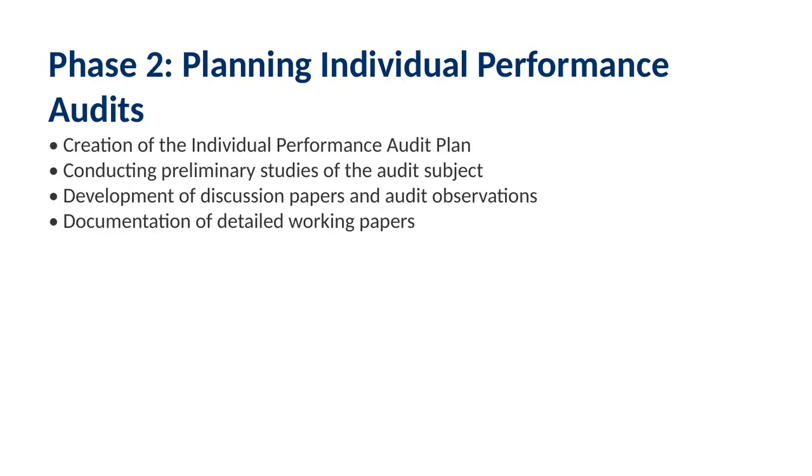Once the broad strategy is set, we move into the planning phase for individual performance audits. This involves creating a specific individual performance audit plan for the subject at hand. To make this plan effective, auditors conduct a preliminary study and develop discussion papers, audit observations, and detailed working papers.